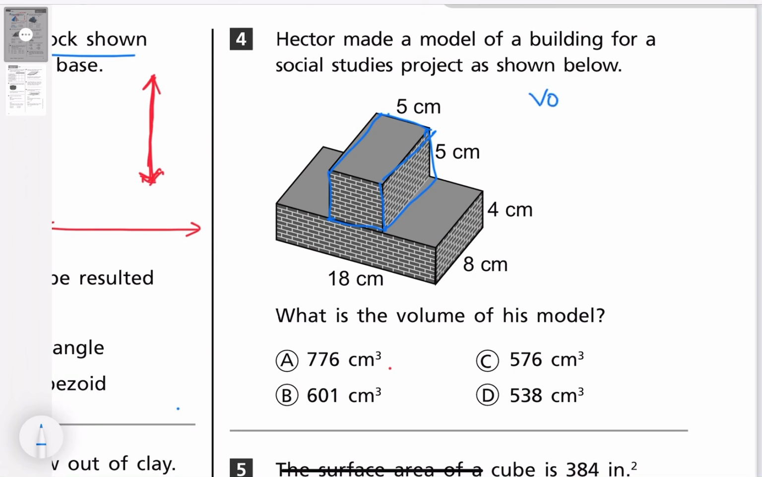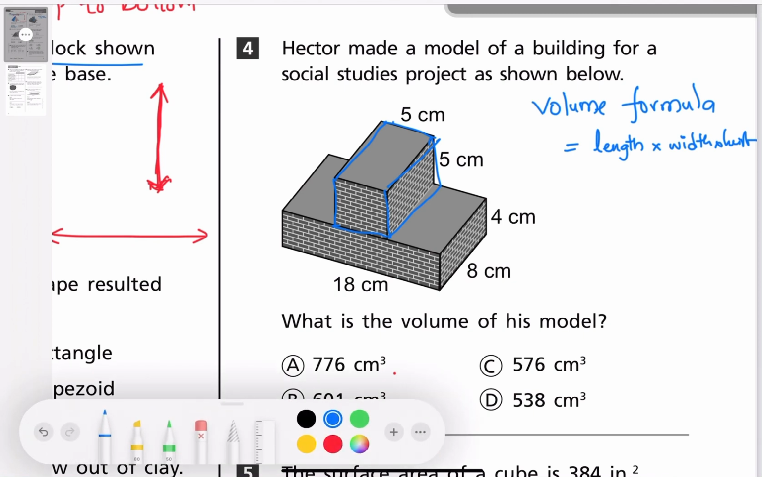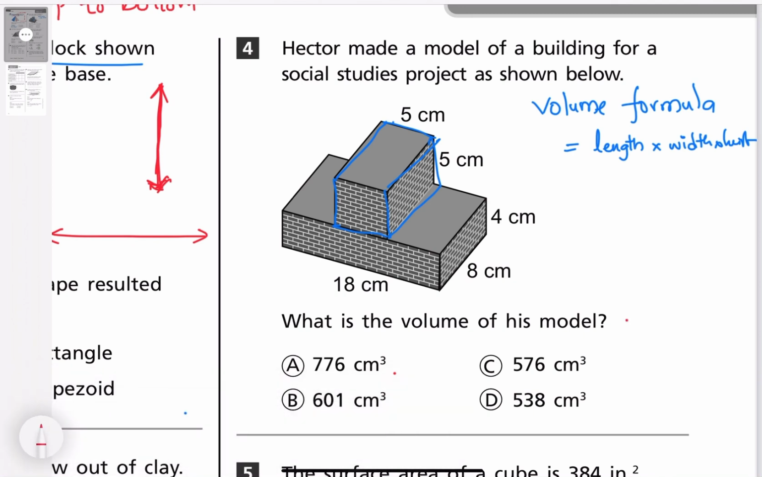The volume formula, which is very important for us to remember, is length times width times height. So if you know this formula, if you can remember this formula, then it's easy to answer this question. And there's one logical element that you need to understand when solving this question. Here the width is 5, the height is 5, agreed. What about the length of this shape?